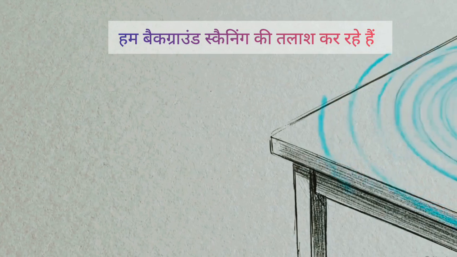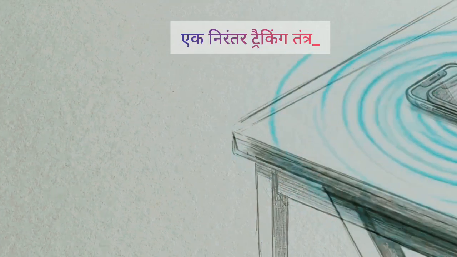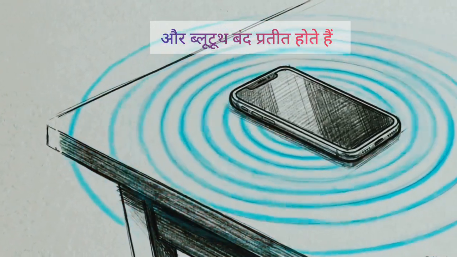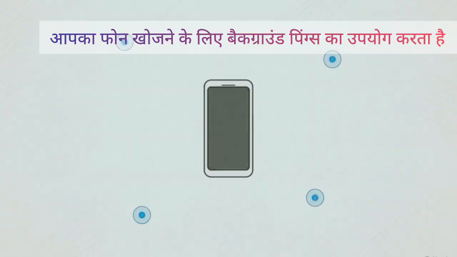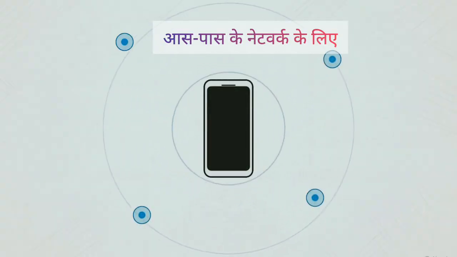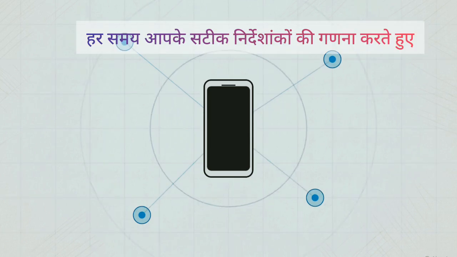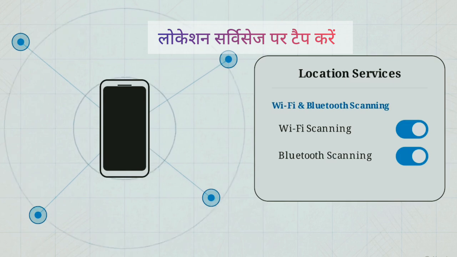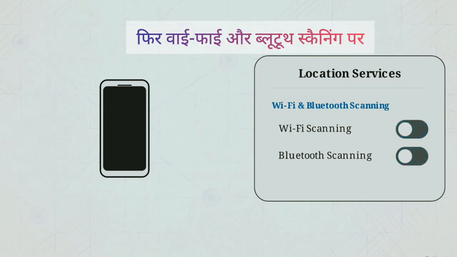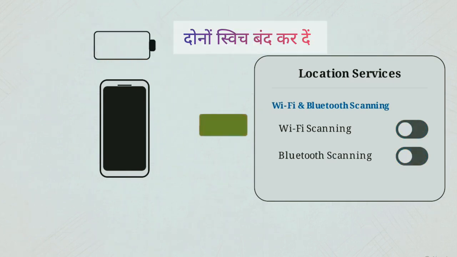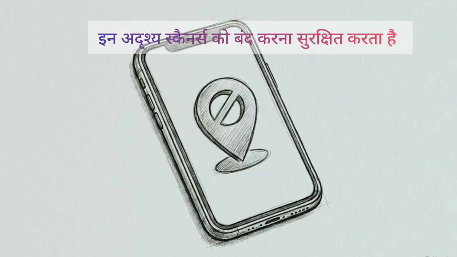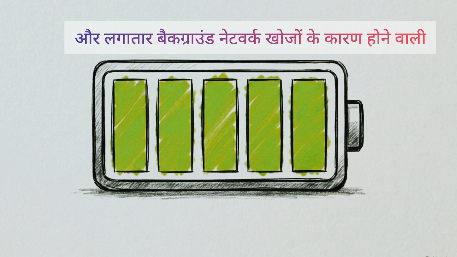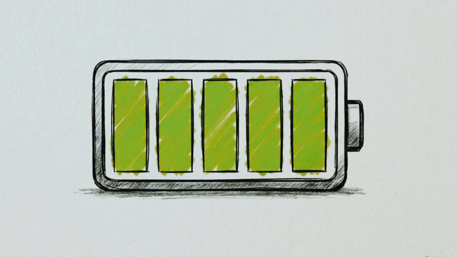We are looking for background scanning, a persistent tracking mechanism that runs even when standard Wi-Fi and Bluetooth appear to be turned off. Your phone uses background pings to search for nearby networks, triangulating your precise coordinates at all times. Tap Location Services, then Wi-Fi and Bluetooth scanning, moving both switches off. Shutting down these phantom scanners secures your physical location data and reduces the battery drain caused by constant background network searches.